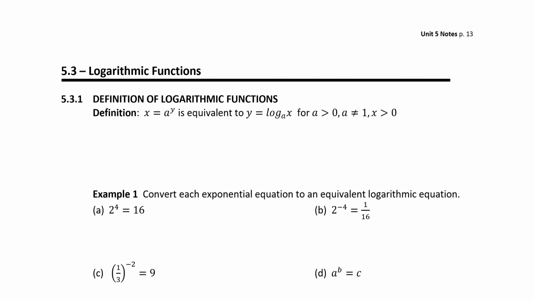Up to this point in Unit 5, we have learned the basic relationship between a function and its inverse. Then, in Section 5.2, we learned about the first half of an inverse pair, that is, an exponential function. In Section 5.3, we're going to learn about the second half of this inverse pair, logarithmic functions.